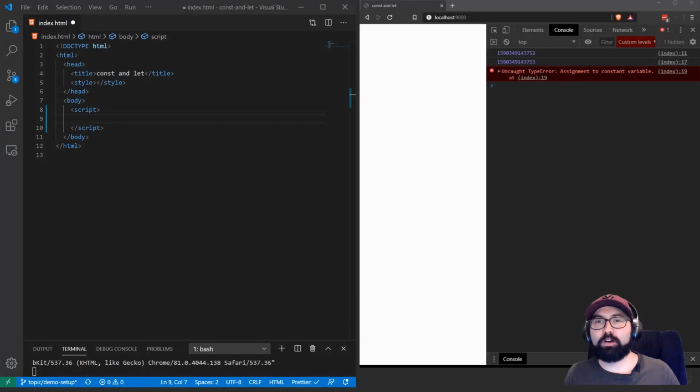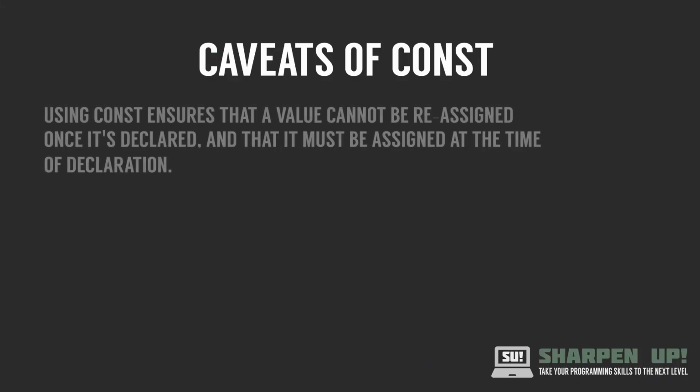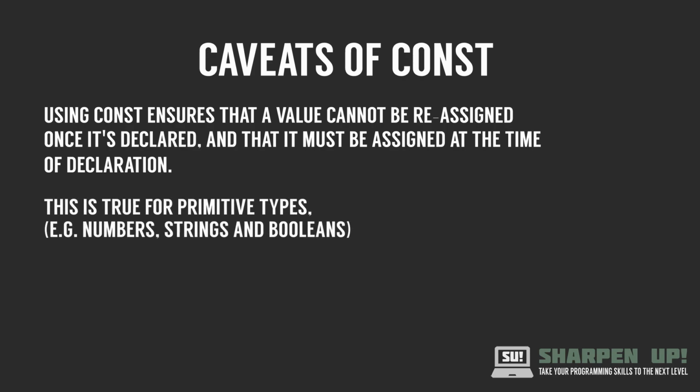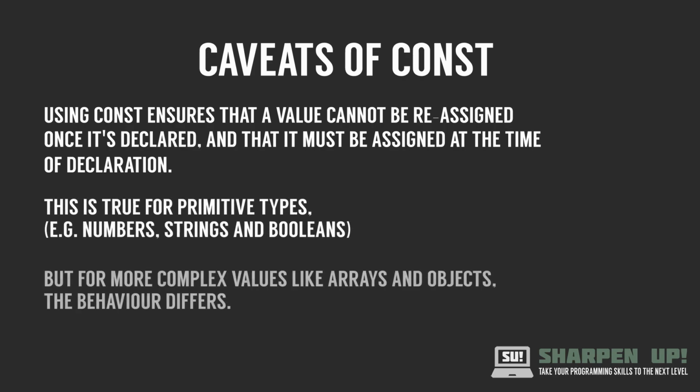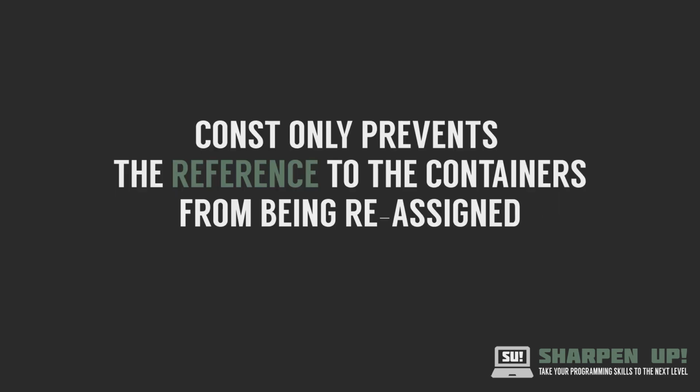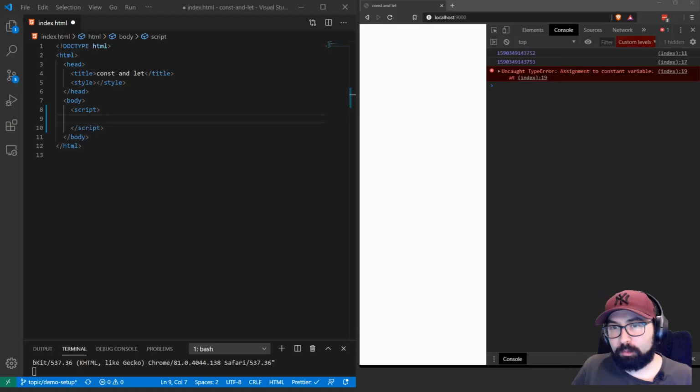The const keyword is a useful addition to JavaScript, but it's not without its caveats. Using const ensures that a value cannot be reassigned once it is declared, and that it must be assigned immediately at the time of declaration. This is true for primitive values: numbers, strings, booleans. But for more complex values such as arrays and objects, the behavior differs. Arrays and objects are effectively containers for other values, and const only prevents the reference to the containers from being reassigned. It does not make the contents immutable.